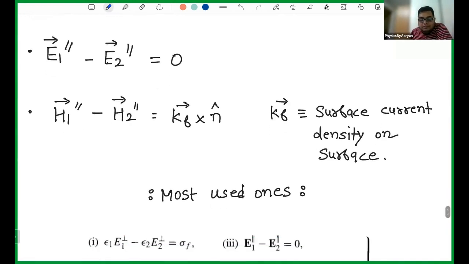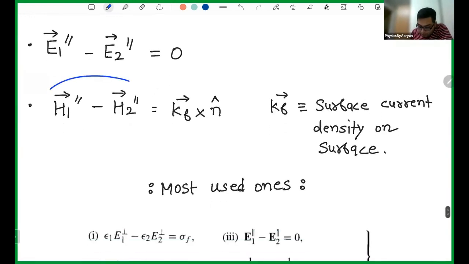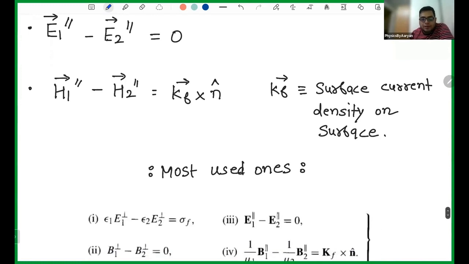And then in the last, you can say that your parallel component of magnetic field, or H vector, is not constant. If you have current in the boundary, then your parallel component will not be the same and your condition will be H1 parallel minus H2 parallel equals K cross N cap. K is the current per unit length. N cap is the perpendicular direction to the surface. So if your surface is along XY, then N cap will be the Z axis.